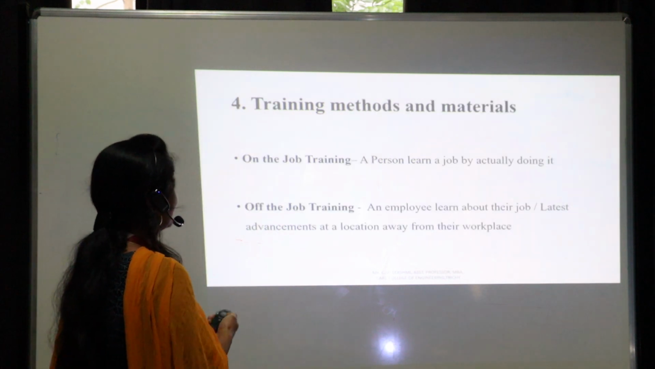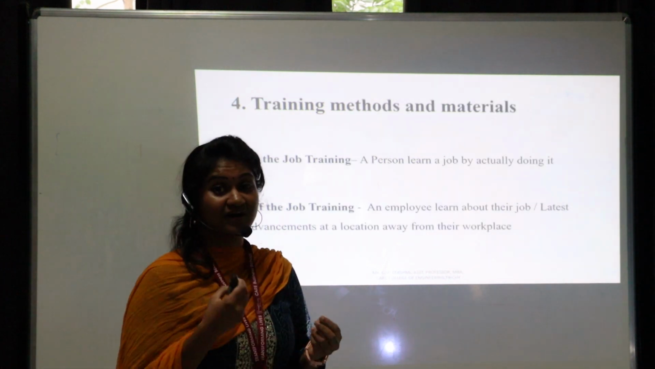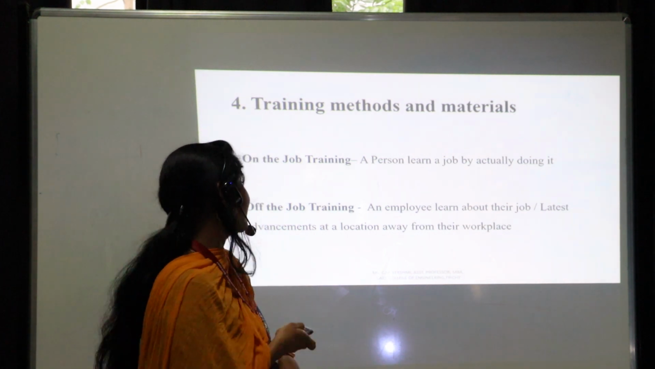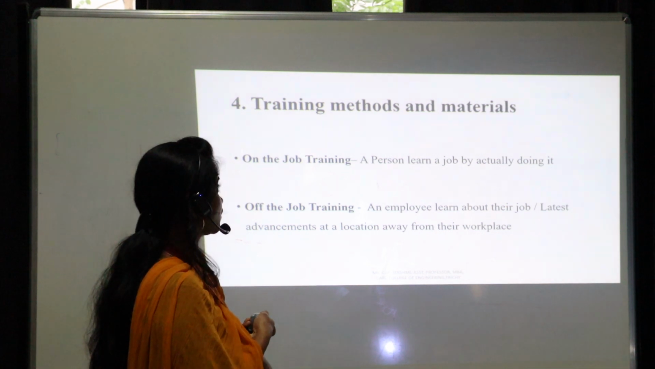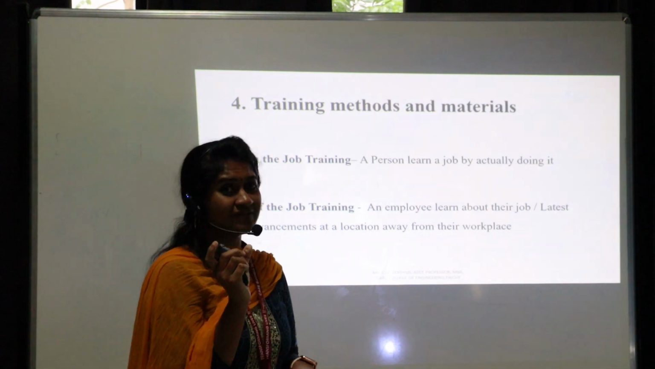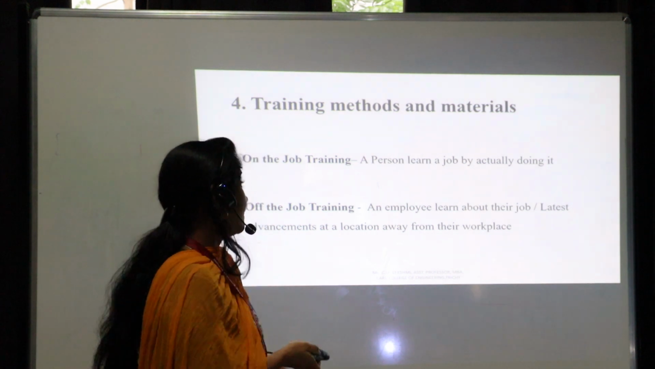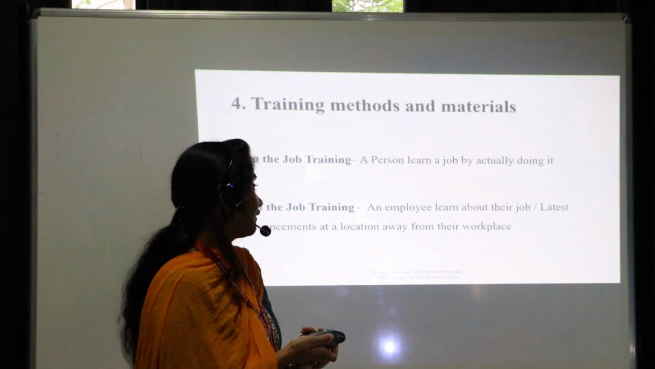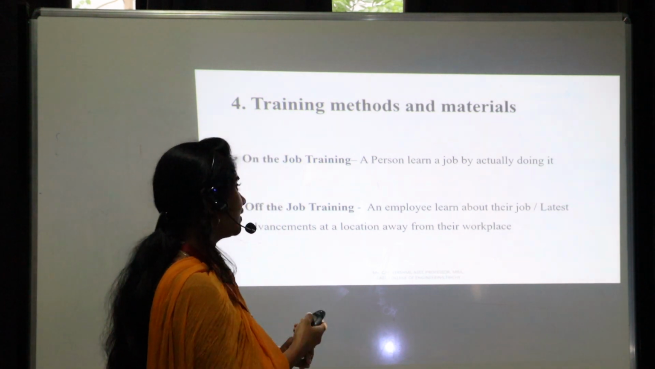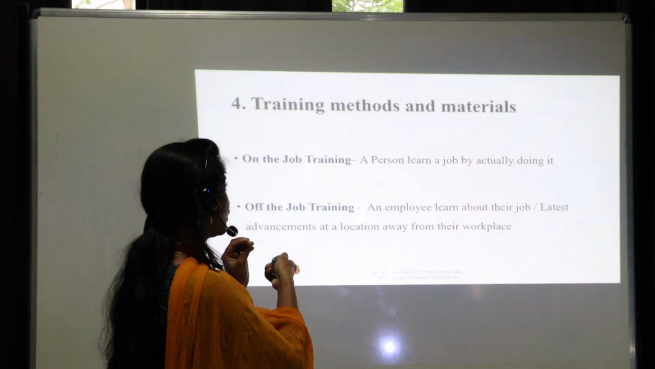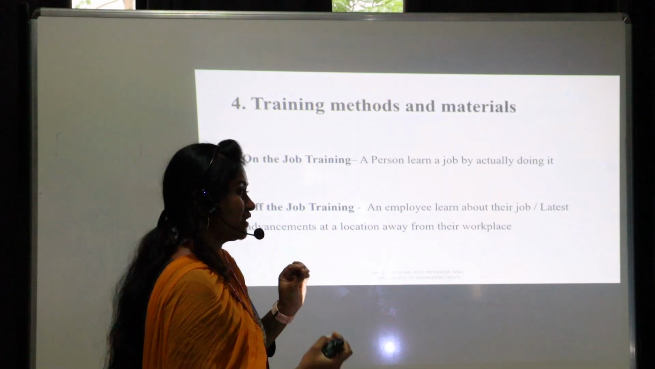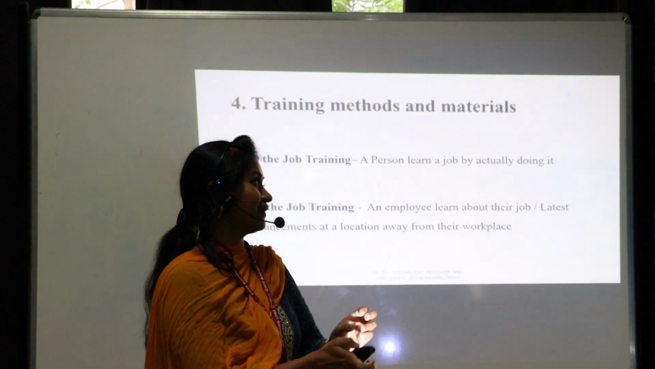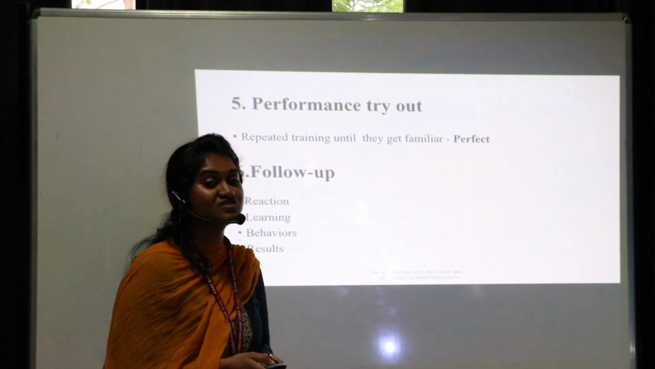And the next topic is all about training methods and materials. Here we can segment it into two formats. One is on the job training and the second one is off the job training. On the job training can be shortened to OJT, because here a person can learn about a job by actually doing it. Off the job training is almost similar to on the job training, but they do that particular thing away from their working environment.